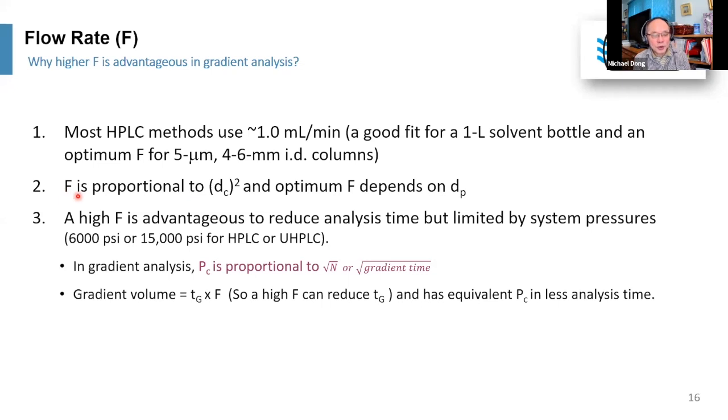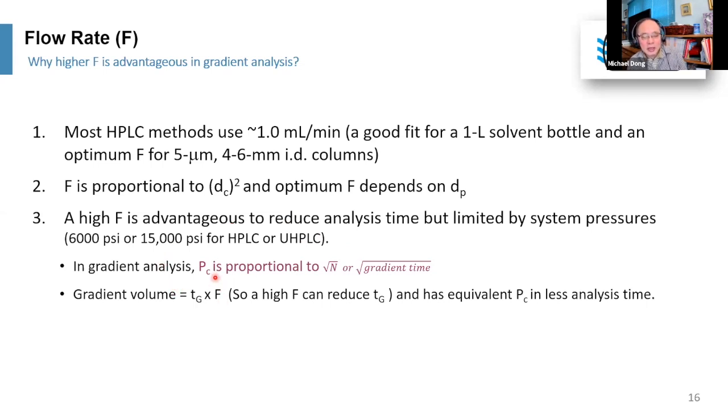The flow rate should be proportional to the square of the inner diameter, or the radius, of the column. The optimum flow rate is also somewhat dependent on the particle size. This optimum flow rate gives you the best efficiency, and there's a range that you should use. High flow rates are advantageous because they can reduce analysis time. If you use high flow, you can use less gradient time and get an equivalent gradient volume. You can pump as much volume through it in less time.